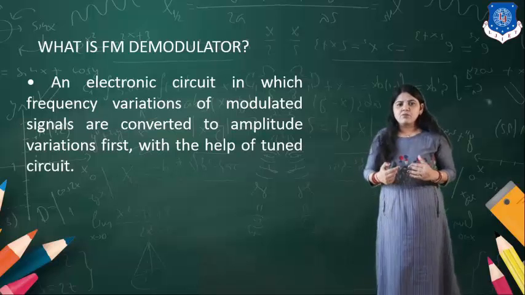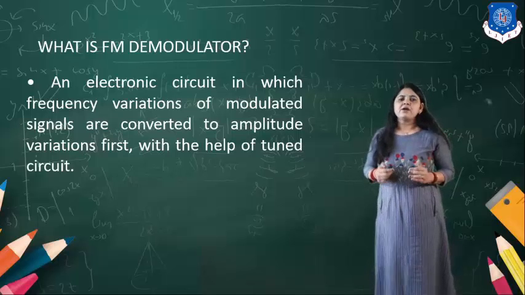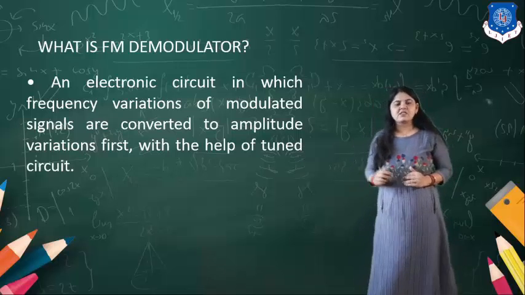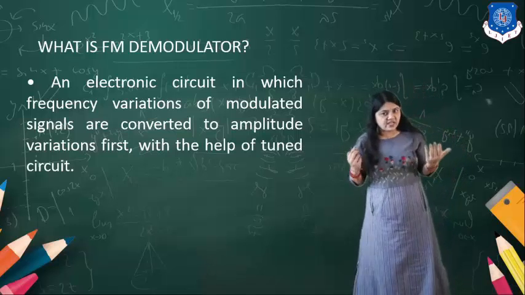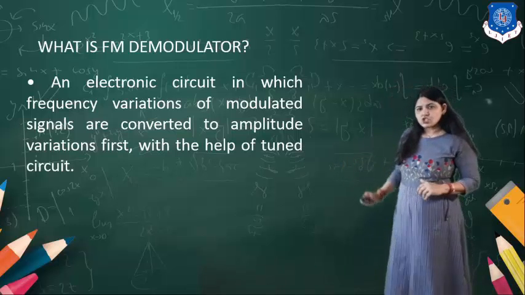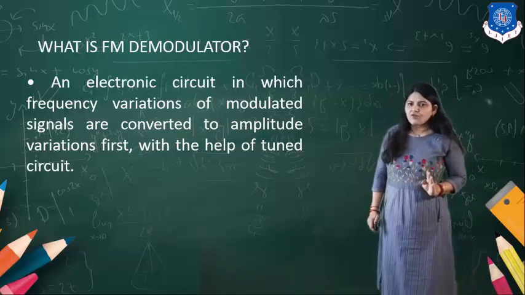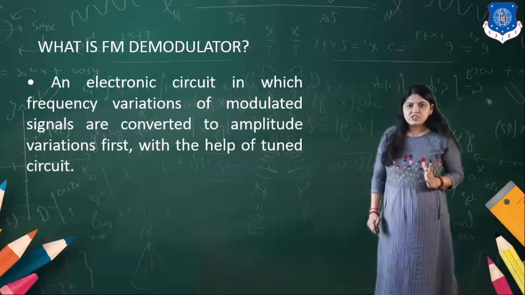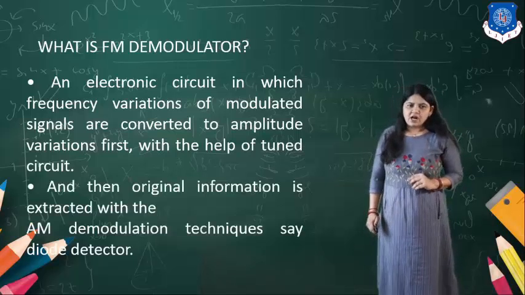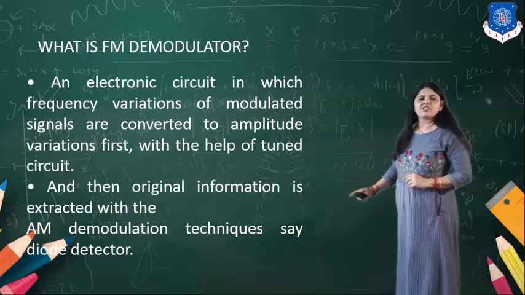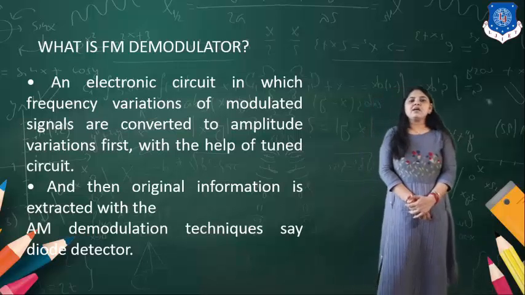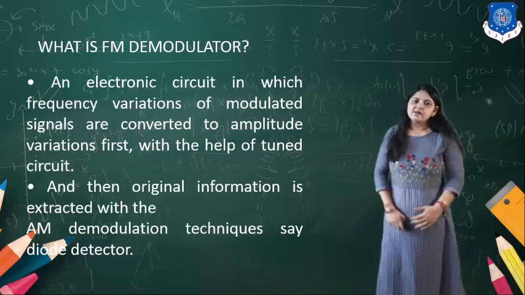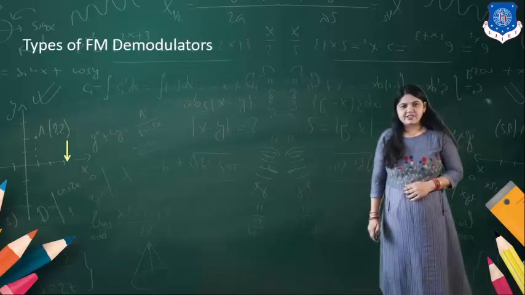So frequency variations of the modulated signals are converted to amplitude variations first with the help of a tuned circuit. As you know, in the generation of the FM wave, we also used the fundamentals of the tuned circuit, which consists of L and C components. Then the original information is extracted with an AM demodulation technique, say the diode detector.